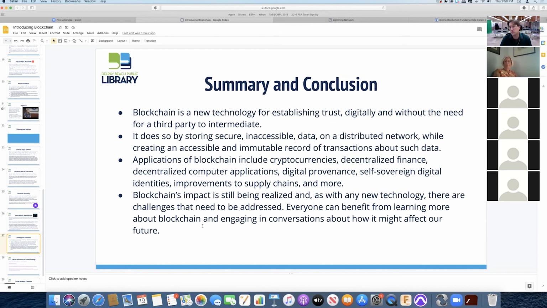Applications of blockchain include cryptocurrencies, decentralized finance, decentralized computer applications, digital provenance, self-sovereign digital identities, improvements to supply chains, and more. Blockchain's impact is still being realized, and as with any new technology, there are challenges that need to be addressed. However, everyone can benefit from learning more about blockchain and engaging in conversations about how it might affect our future.